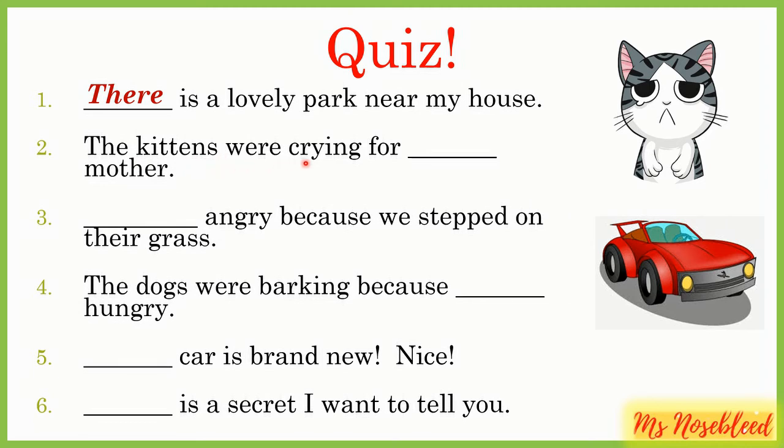The kittens were crying for blank mother. What do you think should we put in here? Good. Their mother. T-H-E-I-R. Number 3. Blank angry because we stepped on their grass. What do you think? Which there are we going to put there? They're. Okay. Yes. T-H-E-Y-R-E. They're, because they are angry, right?